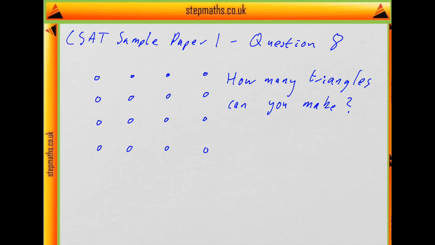This is question 8 from the first CSAT sample paper. So we're given a 4x4 grid of points, so 16 points, and we're asked how many triangles can we make out of these points, with vertices being 3 of these points on the grid, like this or like this. So how many triangles can you make?